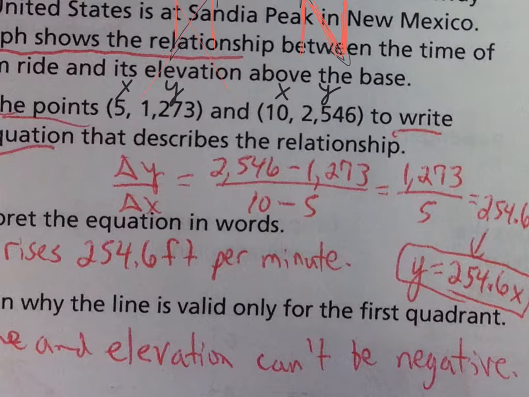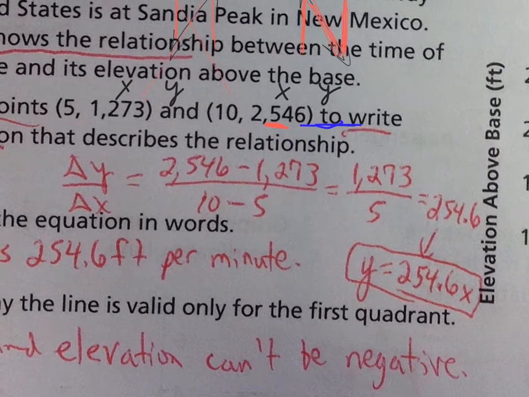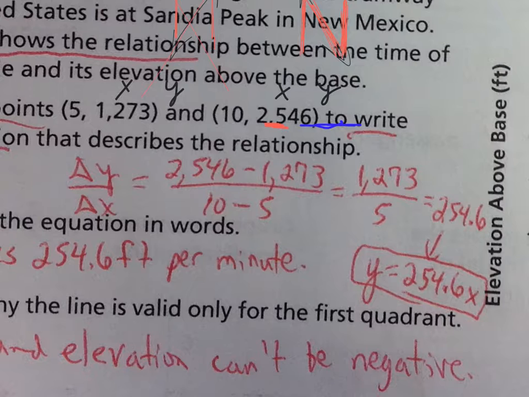Again, make sure you go in the same order. We started with the y value of that second point, means we have to start with the x value of the second point also when we're subtracting. And then 1,273 divided by 5 is 254.6. So that's our slope. It's not a perfect number by any means, but there's definitely worse numbers we could have gotten.